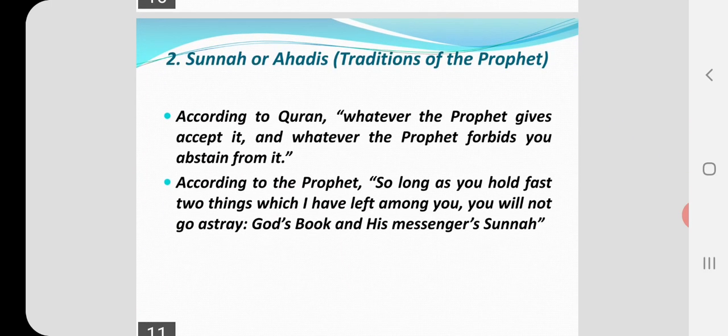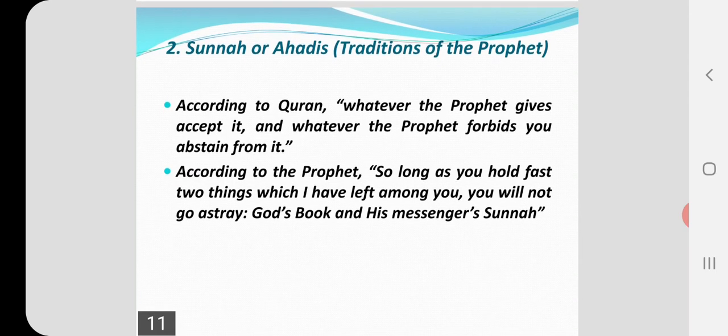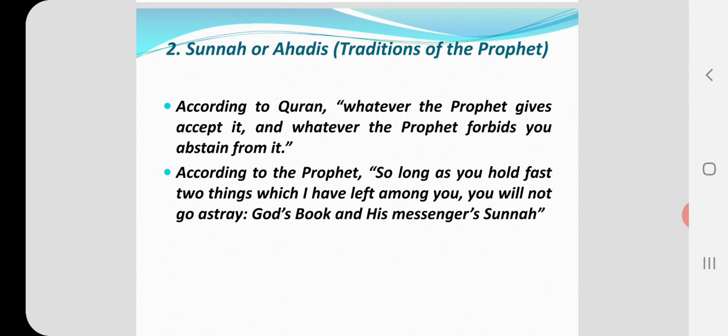Now the second source, which is known as Sunnah or Ahadis. In English, we call it traditions of the Prophet. I'll explain the meaning of the term traditions of Prophet. But before that, a question arises, that is, why Sunnah or traditions of Prophet should be considered as the second source of Muslim law? Just after Quran, why Sunnah becomes the second source?